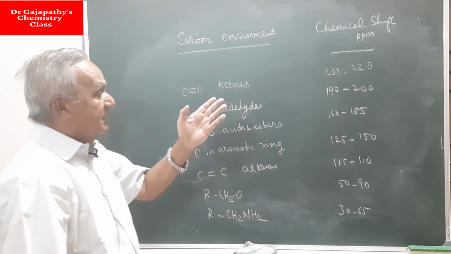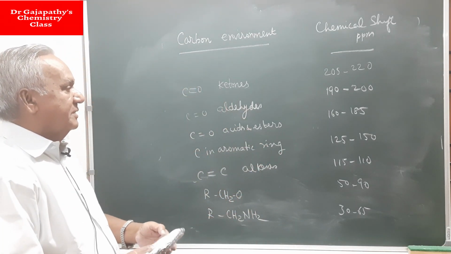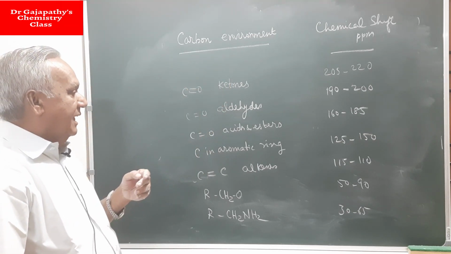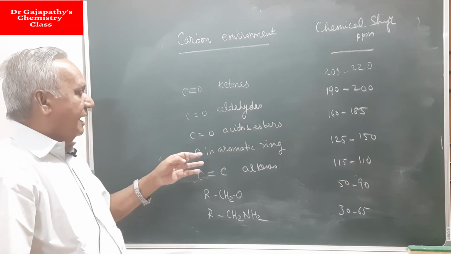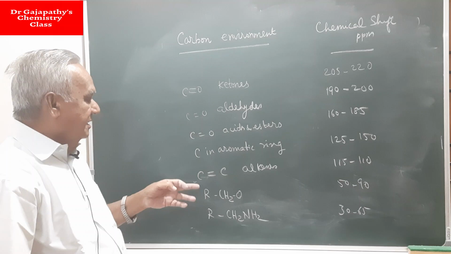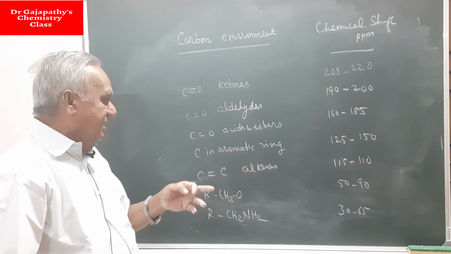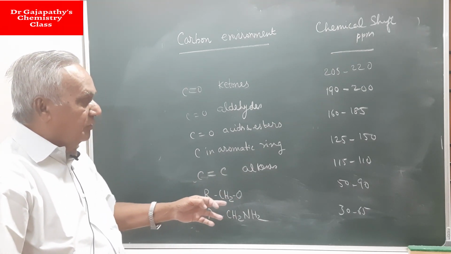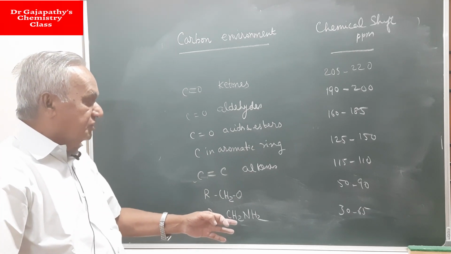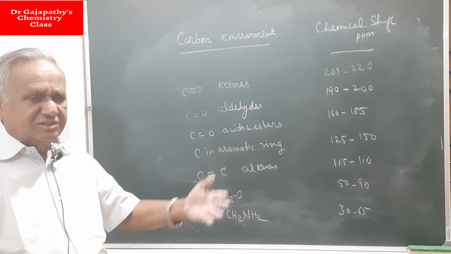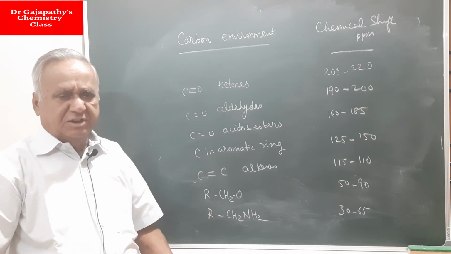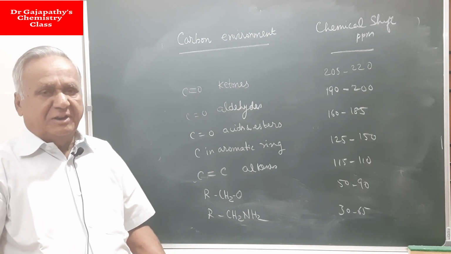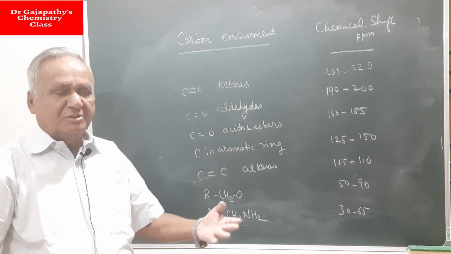Here I have given the chemical shift values of some of the carbons. Ketones 205 to 220, aldehydes 190 to 200, acids and esters 160 to 185, aromatic carbon 125 to 150, alkenes 115 to 110, RCH2O 50 to 90 and RCH2NH2 30 to 65. The list is endless. So this is how C13 spectrum is recorded, and you get information about how many different types of carbons are there.